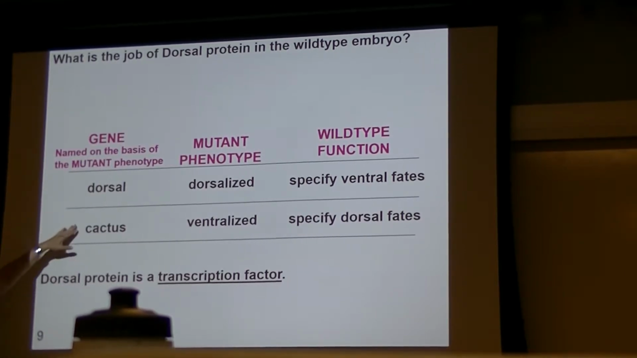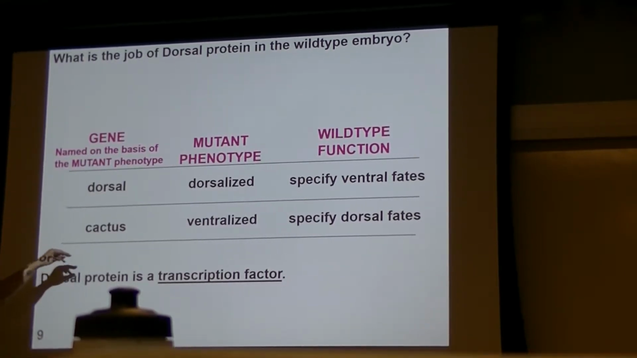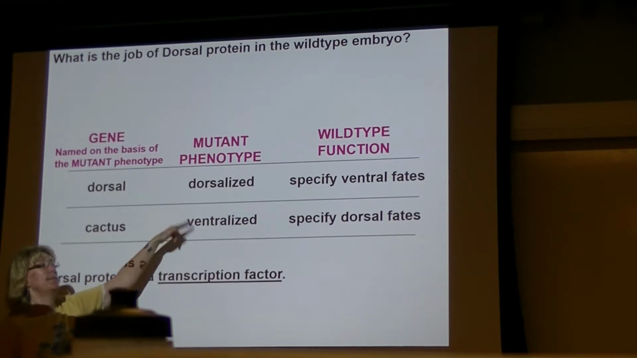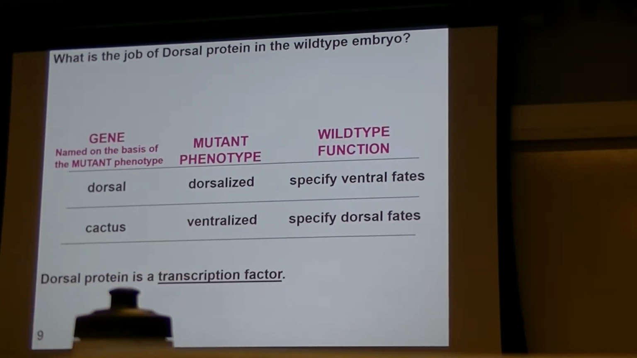Okay, gene based on the mutant phenotype, dorsal and cactus. And then here we have these two different situations of what the mutant looks like. And then based on that, you would infer the wild type function, which is to specify ventral fates, or for cactus, that's one that helps specify dorsal fates.